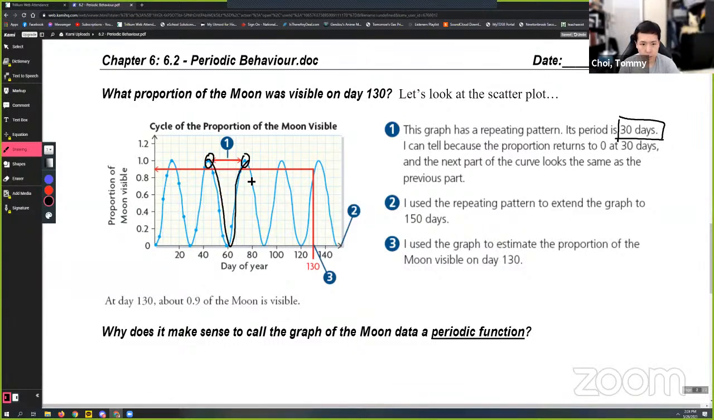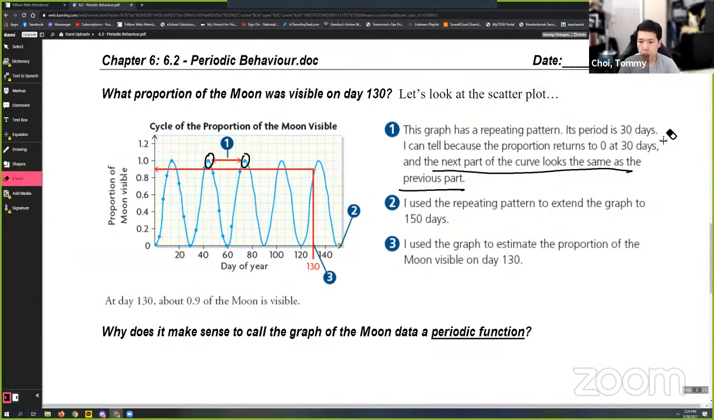The next part of the curve looks the same as the previous part, right? And then this person decided to extend this graph, repeating that pattern over and over again. And then you can guess and estimate what it would look like 130 days later, for example. So this is just an example of using data, using something that repeats like the moon phases.